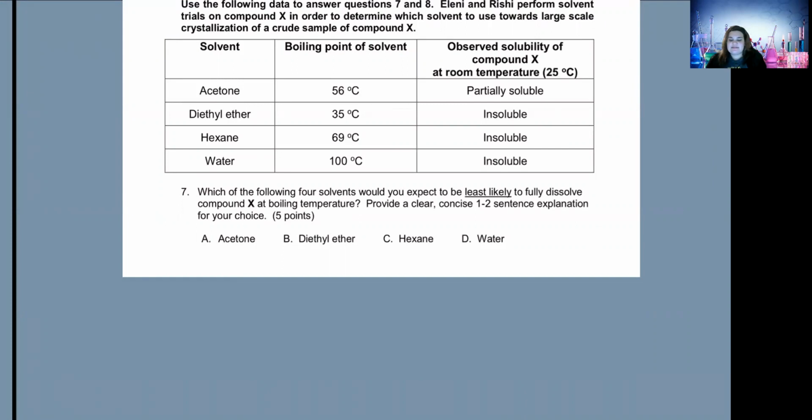All right, so this one is definitely a lot to take in. It's saying to use the following data to answer questions 7 and 8. The real question is, did I put a question 8 on here? And I did, go me.